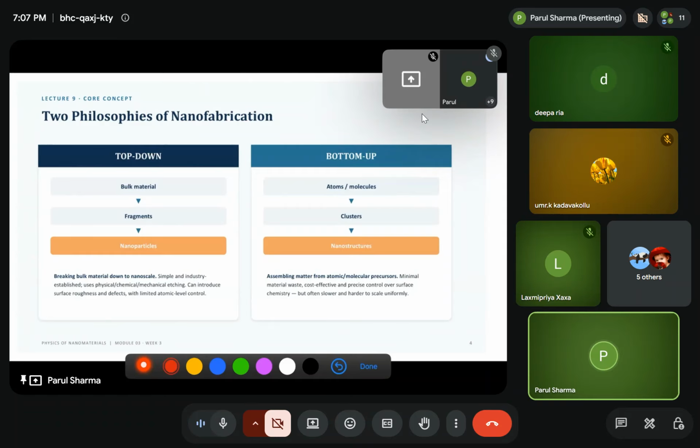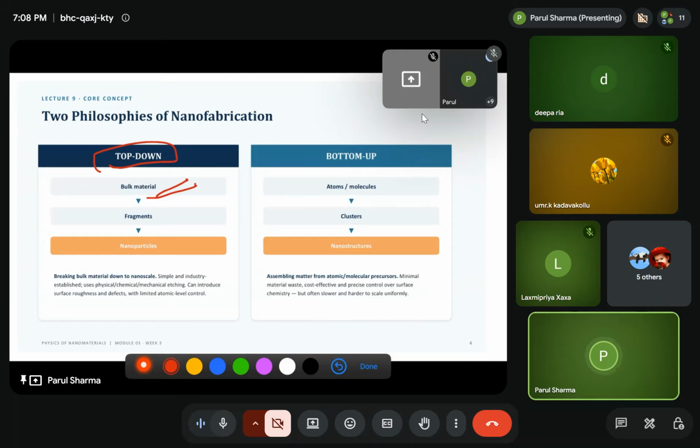Now, when we are talking about the top-down approach, what is it doing? In the top-down approach, we start with the bulk material and continuously reduce its dimensions until nanoscale structures are obtained. So first we have bulk material, then we make fragments, first microstructure and then nanostructure. It is similar to taking a large block of material and carving or breaking it down into smaller structures.